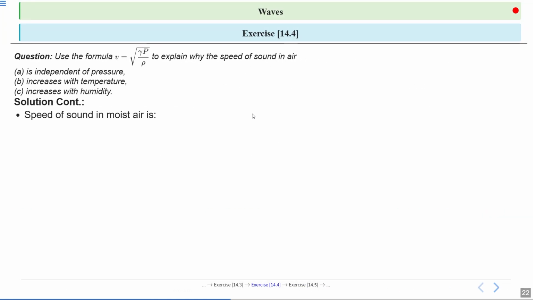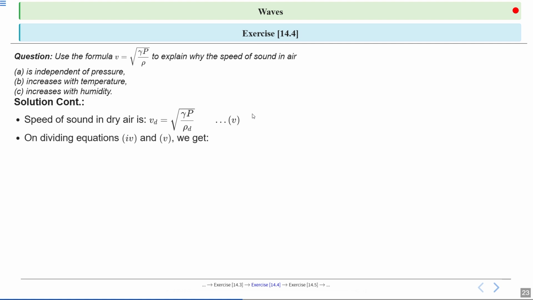Now, speed of sound in moist air, Vm equal to under root gamma P divided by rho m. Speed of sound in dry air is Vd equal to under root gamma P divided by rho d. So, on dividing equation 4 and 5, we get Vm divided by Vd equal to under root gamma P divided by rho m into rho d divided by gamma P. After rearranging the terms, Vm divided by Vd equal to under root rho d divided by rho m.